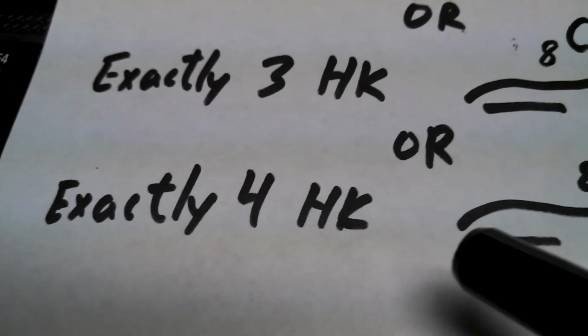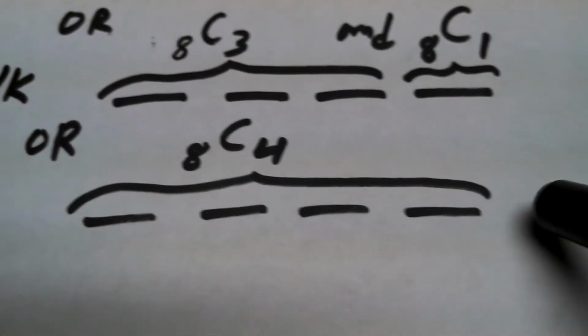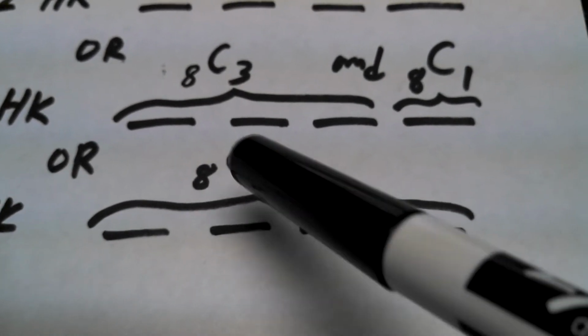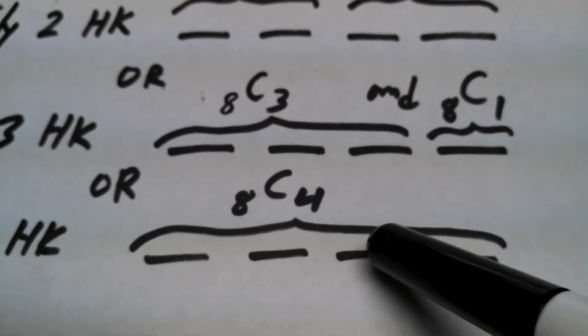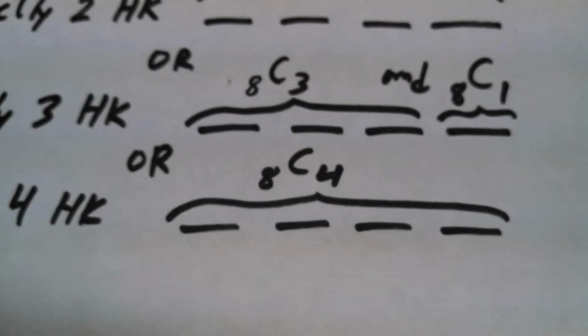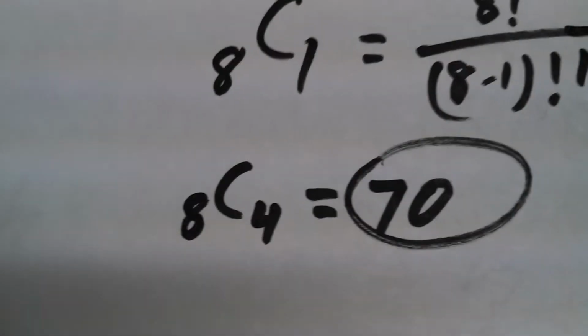Now we just have one more scenario, and that is 4 housekeepers. That means everybody on the committee is a housekeeper. So this time we only have the combinations of 8 things taken 4 at a time, because we're talking about all housekeepers. We plug that into the combination formula as we did before, and we get 70.